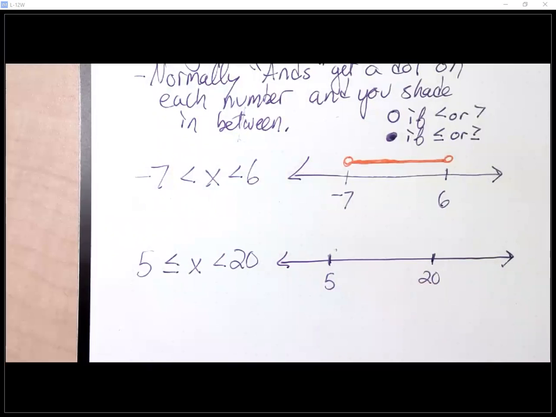Are we gonna do like graphing order? Good idea. When it's these nice, easy ones, you're literally just putting the 2 dots and shading in between. Does it get trickier than that? It can a little bit.